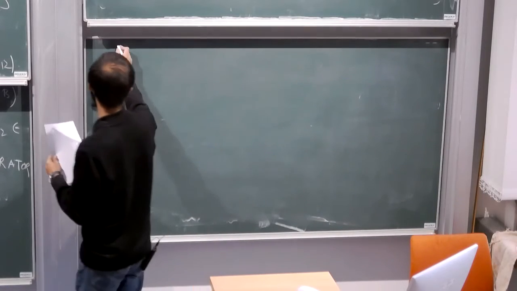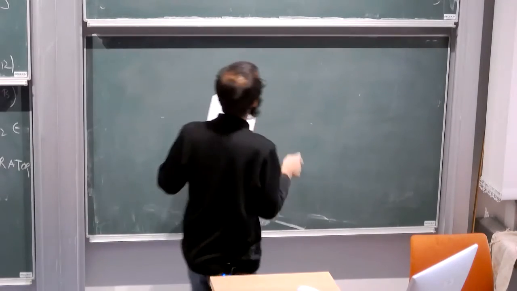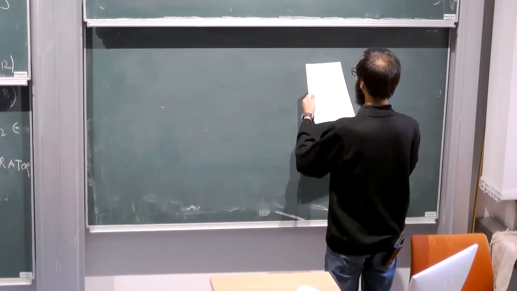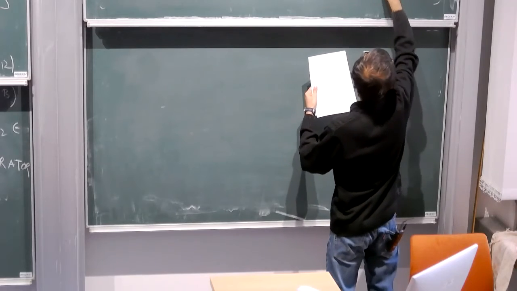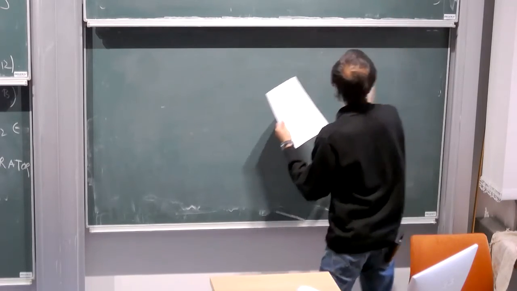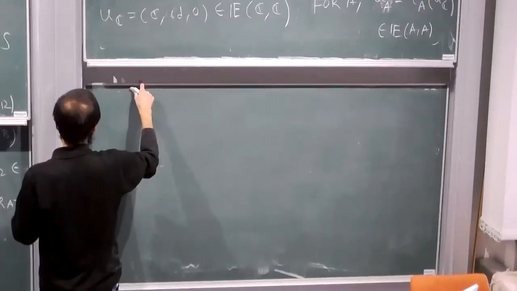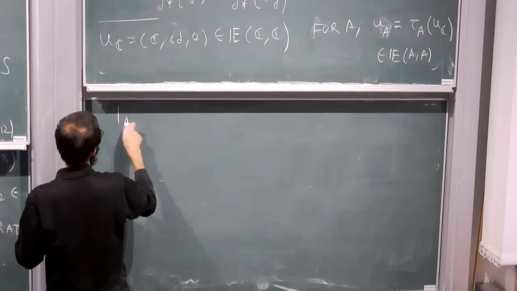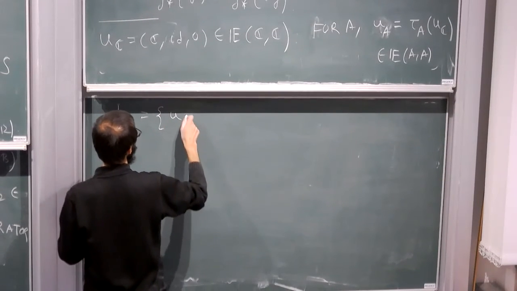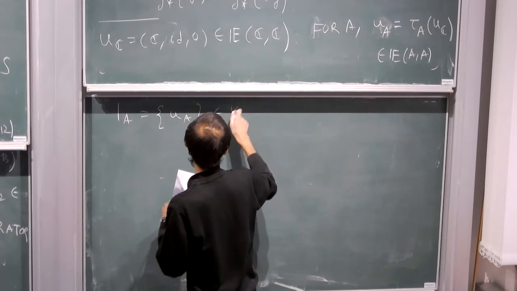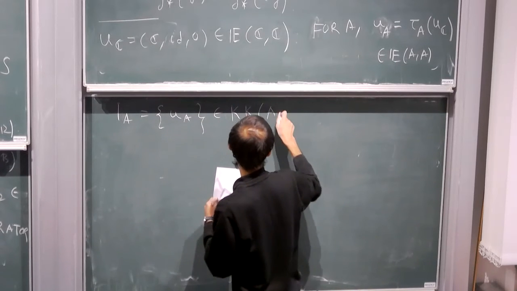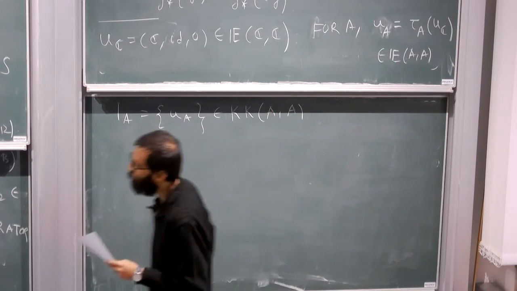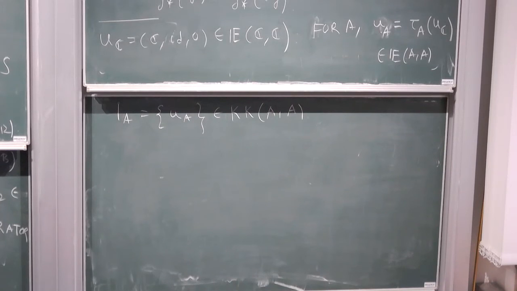And the class of... let me not call that. So let me write it as U_A. Then 1_A is the class of U_A, which gives you the unitality.